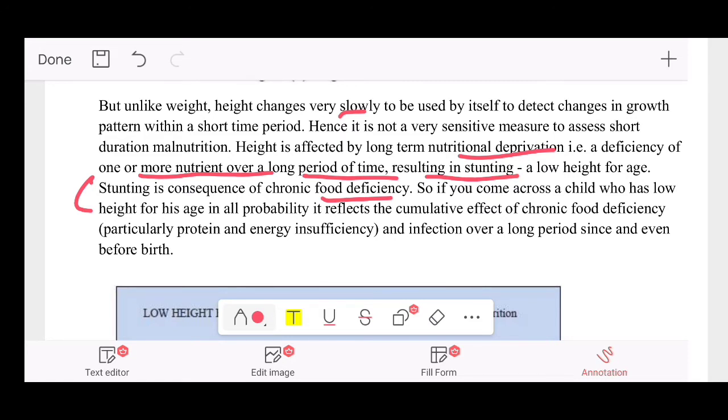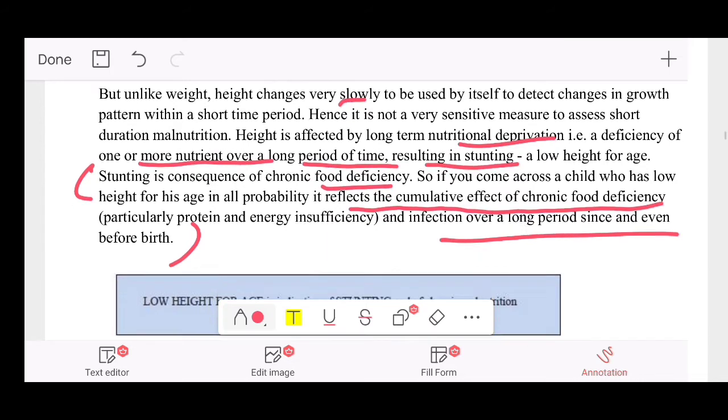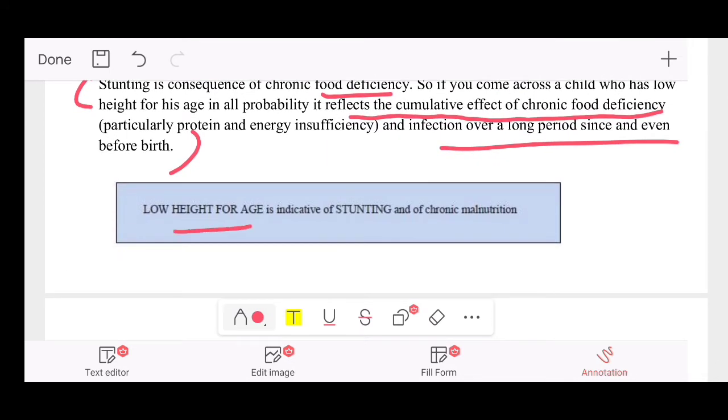So if you come across a child who has low height for his age, in all probability it reflects the cumulative effect of chronic food deficiency and infection over a long period, since and even before birth. Means before birth, if the mother does not take a proper amount of nutrition, then that will be a problem for that child. And also after birth, if the child does not take proper nutrition, then their height will not increase. So low height for age is indicative of stunting and chronic malnutrition.